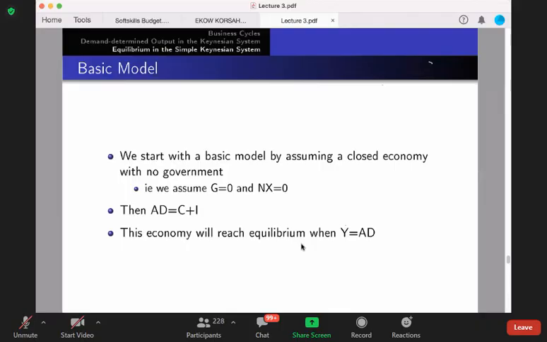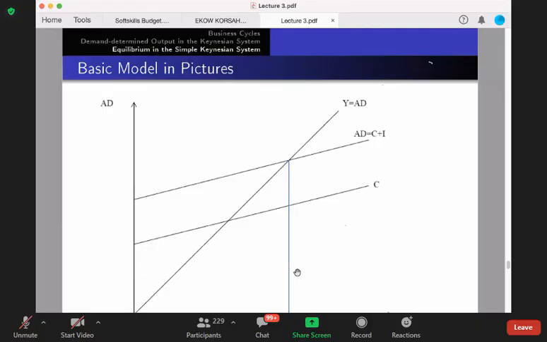Now let's look at what they call the Keynesian cross. There's a 45-degree line, and at any point on that 45-degree line, national income is equal to aggregate demand. Then we have the consumption function, what we had as alpha plus beta YD.